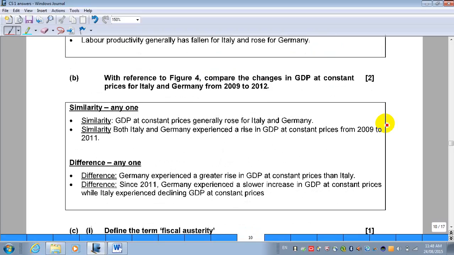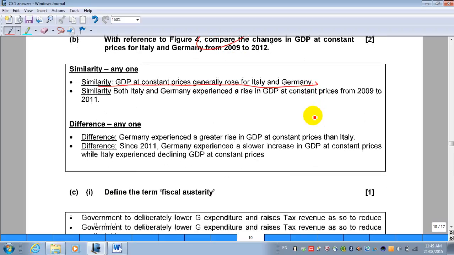Question B, compare. You think about similarity and difference most of the time, right? Sometimes the questions only require you to talk about difference, so there will be a special case. But in this case, it is very clear that there is one similarity, which is that GDP increases for both Italy and Germany. GDP at constant prices means that you use constant prices from the base year to calculate the GDP, which actually refers to real GDP, right? And the difference would be that Germany's GDP at constant prices increases.